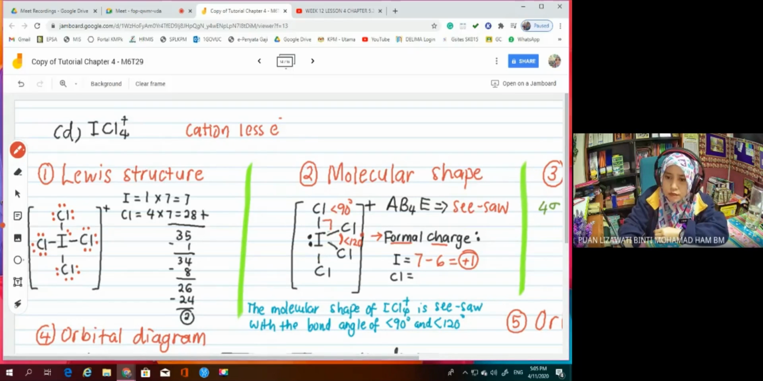Now we want to identify whether the Cl atom is neutral or not. So 7 minus, 1, 2, 3, 4, 5, 6, 7. So 7 minus 7 is equal to 0. So all the Cl atoms are neutral.